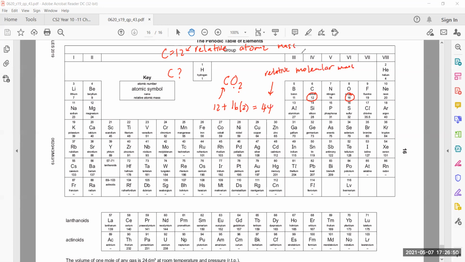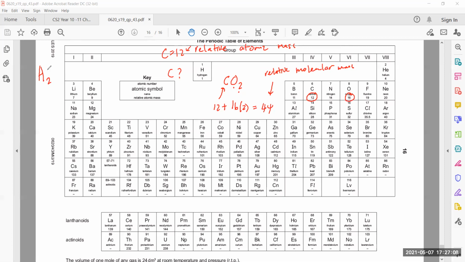Okay, now why is it called the relative molecular mass? Because it's a molecule. But what you must understand is that if you just say relative mass, people also understand. So what is the relative mass of carbon? 12. What is the relative mass of carbon dioxide? 44.